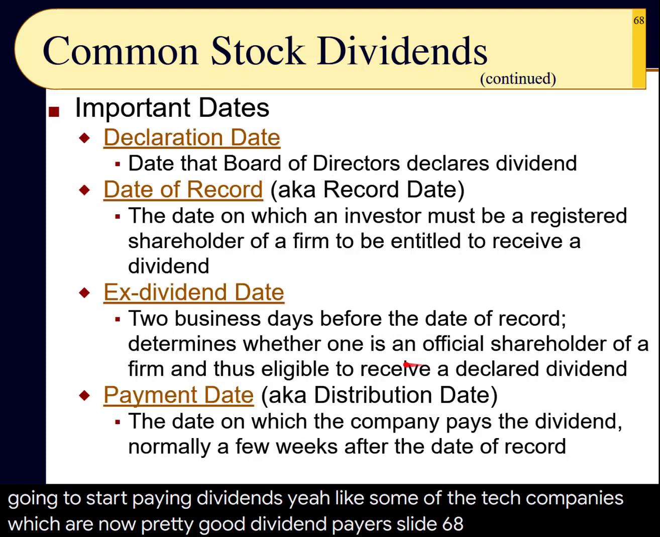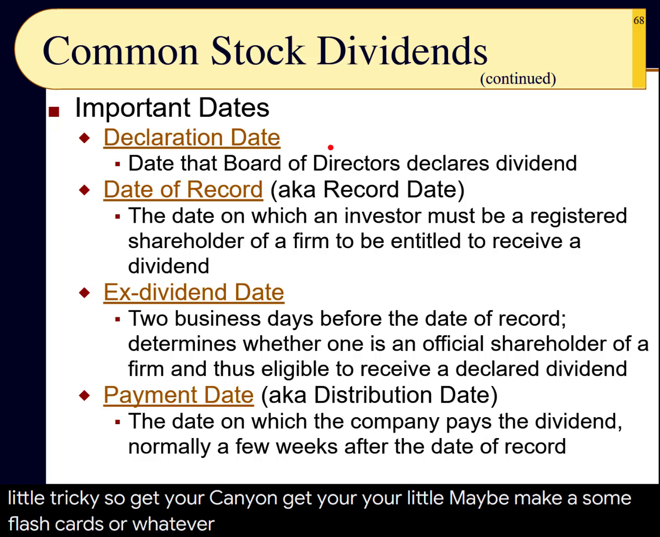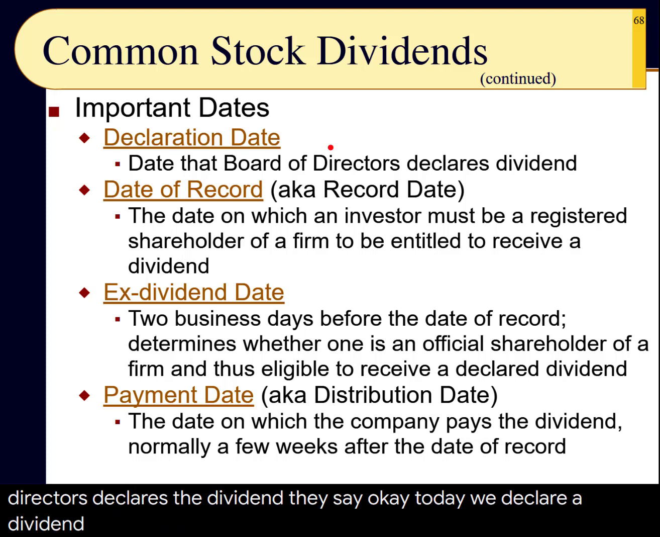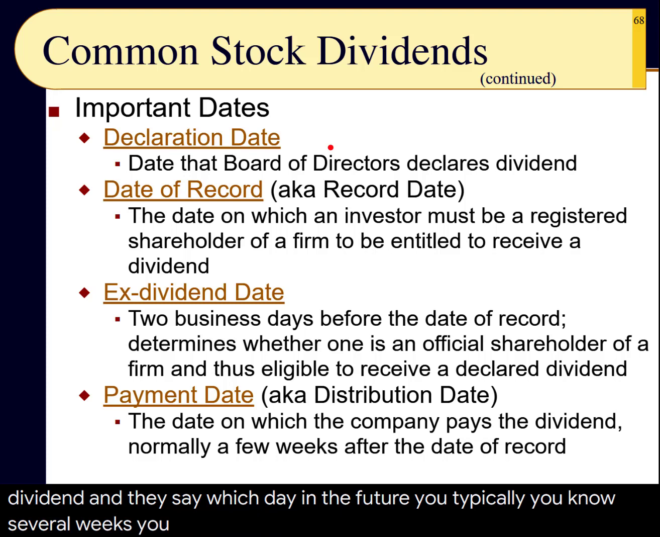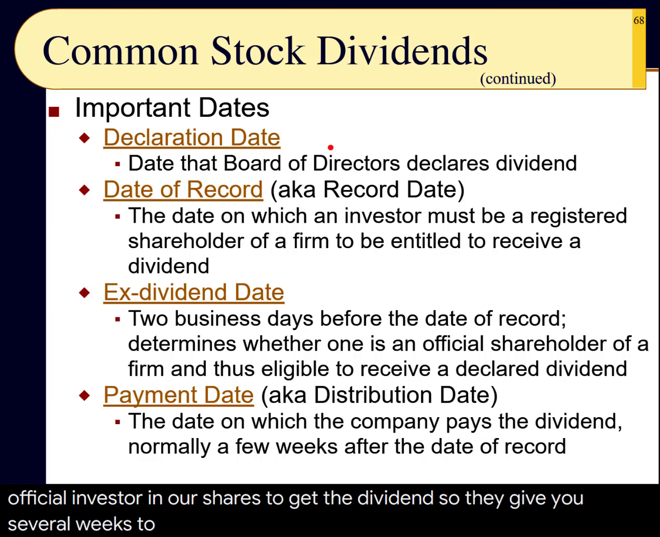Slide 68. Now this one's a little tricky, so get your little notepad out, make some notes, and maybe make some flashcards or whatever. The declaration date is the day that the board of directors declares the dividend. They say, okay, today we declare a dividend. And they say which day in the future, typically several weeks, you need to be a recorded investor. You need to be an official investor in our shares to get the dividend. So they give you several weeks to decide whether you want to buy the shares. That's the date of record.